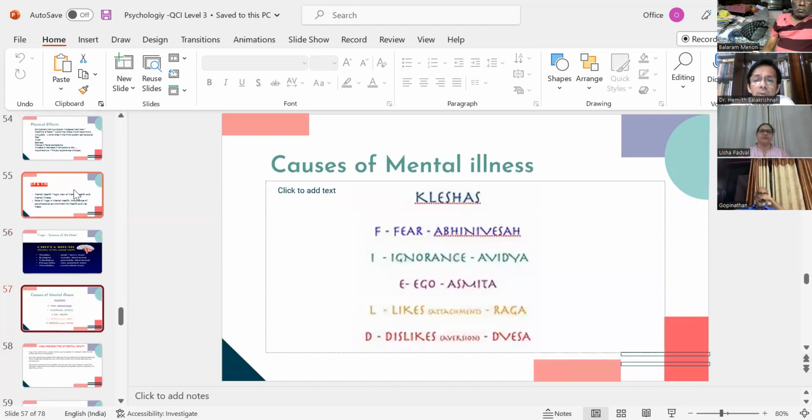Now, what are the causes of mental illness? Very important, very, very important. Now, how does this happen? We have to look at it from a different level. Fear, we all know abhinivesha, right? Ignorance, avidya. Now, avidya means what? Ignorance of what? It is nothing but ignorance of our true self.